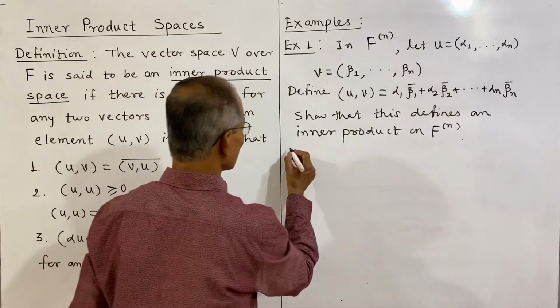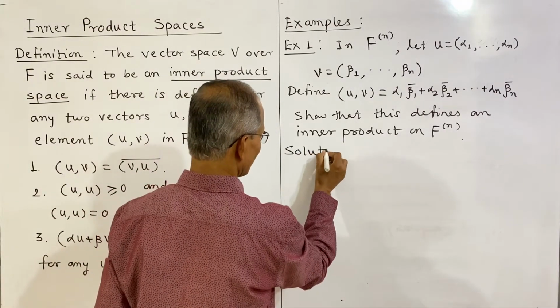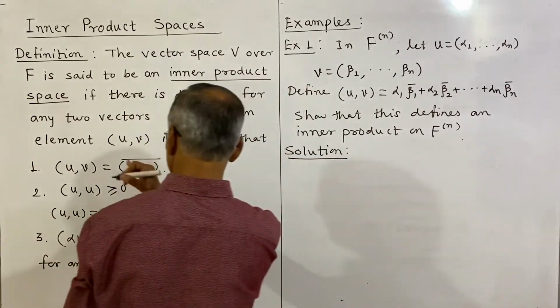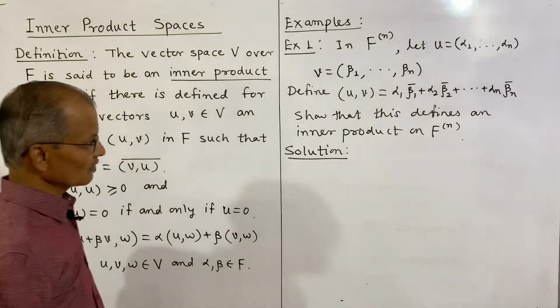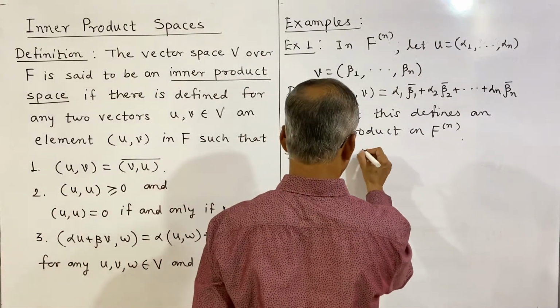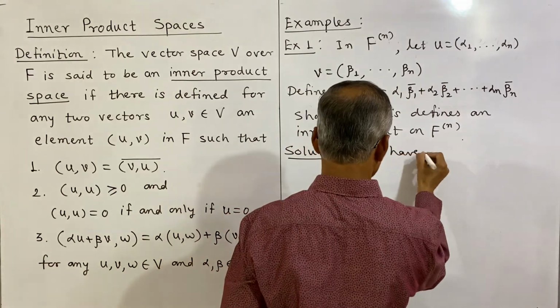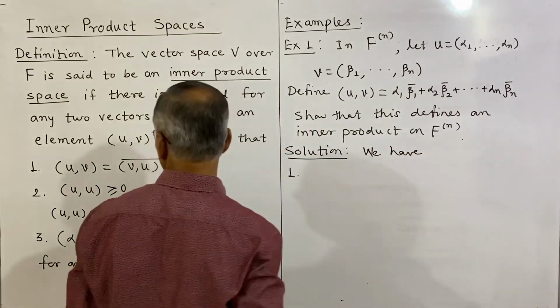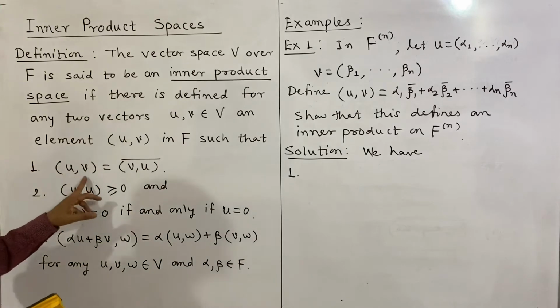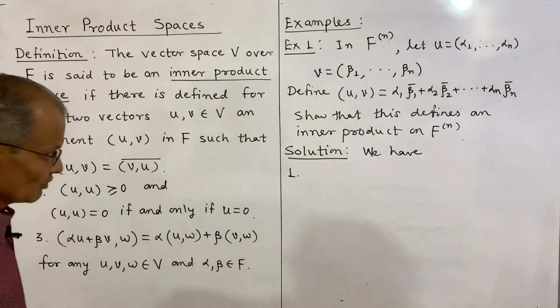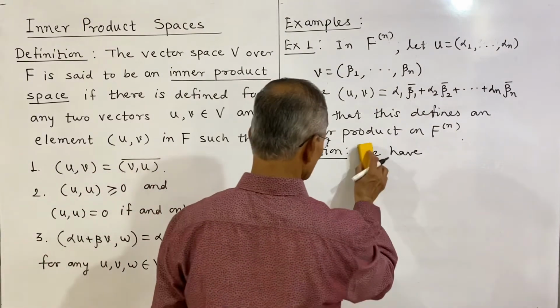Now the solution for this is, first we shall verify these properties. So we have the first property, that is, inner product of u and v is equal to the conjugate of inner product of v and u, that we have to show.